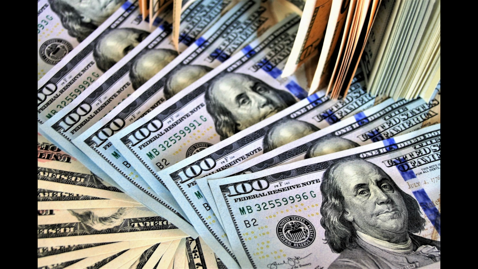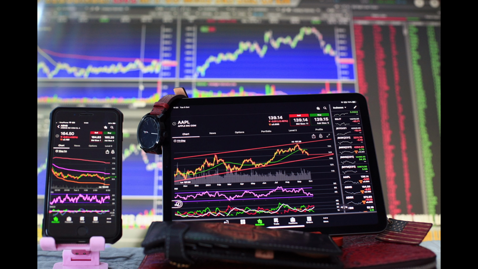4. Understanding technical analysis. Technical analysis is a crucial aspect of successful day trading. It involves analyzing historical price data, patterns, and market indicators to predict future price movements. Beginners should familiarize themselves with candlestick charts, support and resistance levels, moving averages, and other key technical indicators.